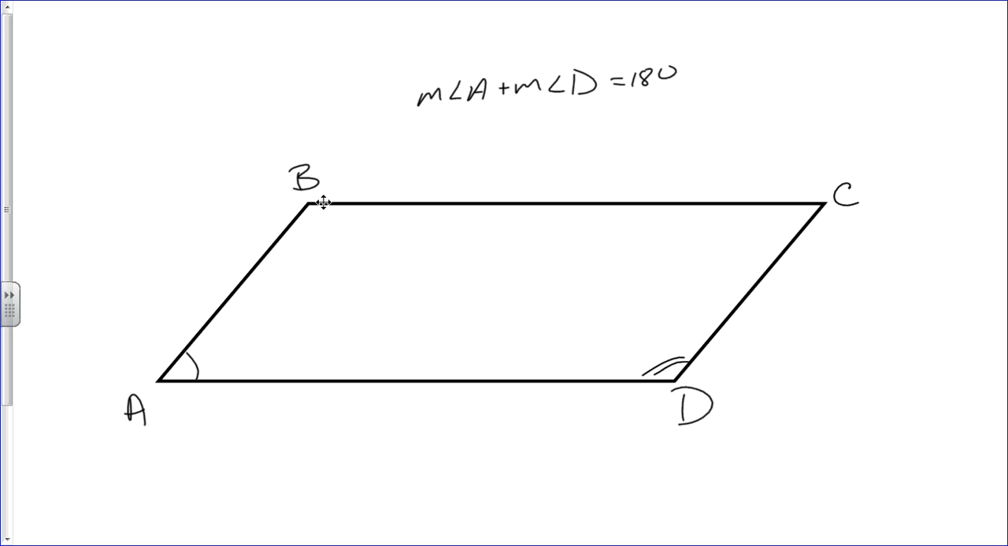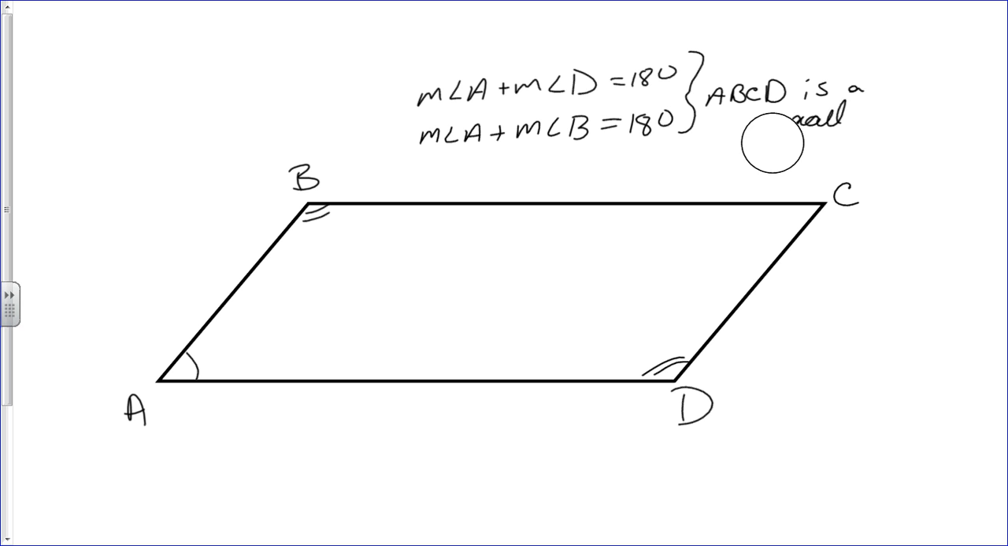And you also saw that the measure of angle A plus the measure of angle B also equaled 180. So these two angles add up to 180. These two angles add up to 180. That alone, even without knowing the measure of C, this alone is enough information to prove that ABCD is a parallelogram.